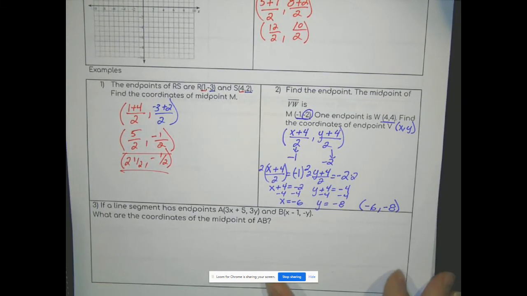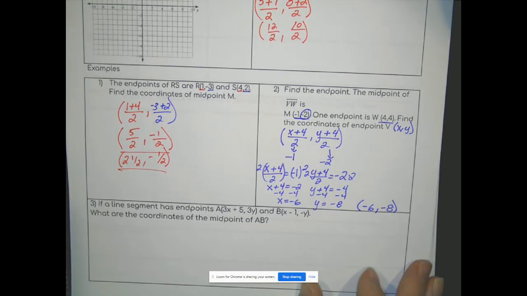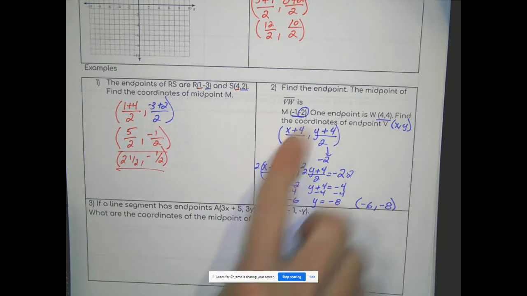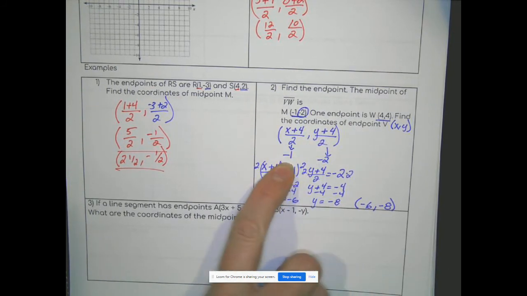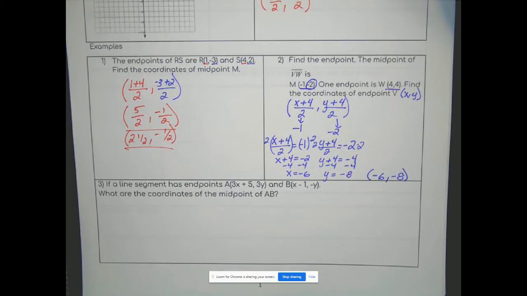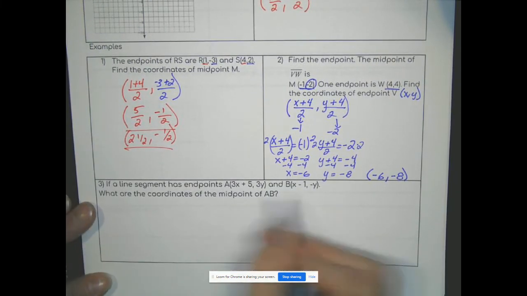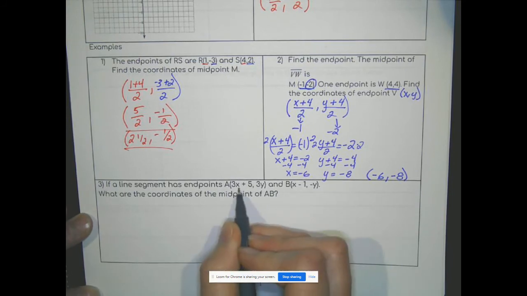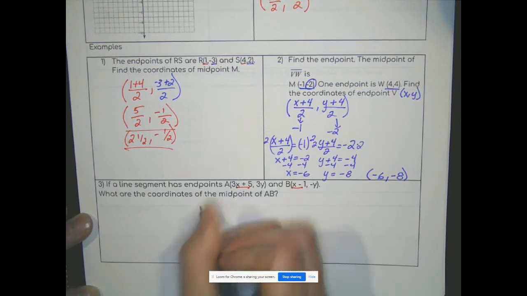So that's one way to do it, algebraically. Just set up your equation, what you don't know, and then solve for your unknown. Number 3, it says if a line segment has these endpoints, what are the coordinates of the midpoint? Well, it doesn't matter what you're given. You just add your x's and divide by 2.